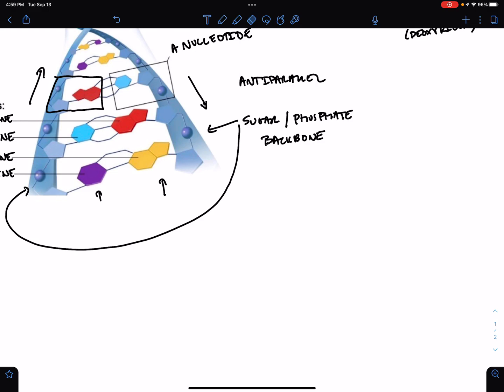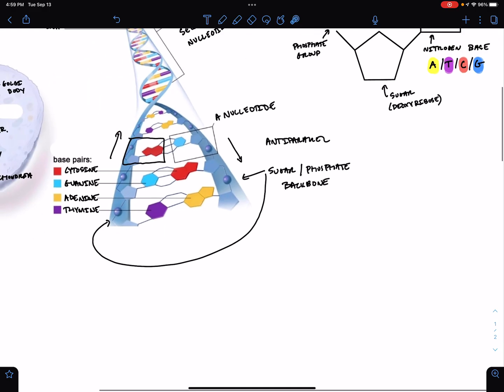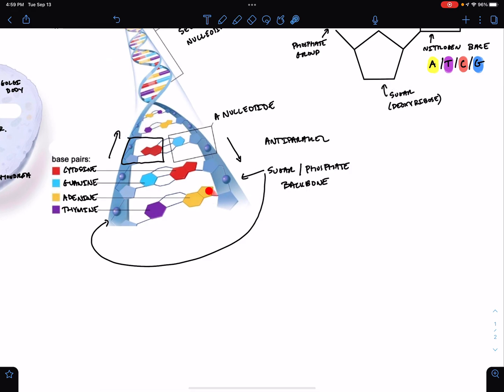I guess I'll erase these. So if we read the strand of DNA, we see that we have an A followed by a C followed by a G, followed by an A followed by a T.